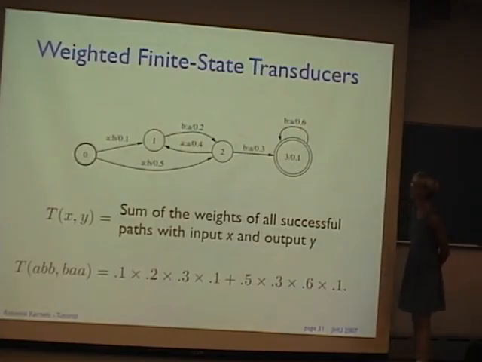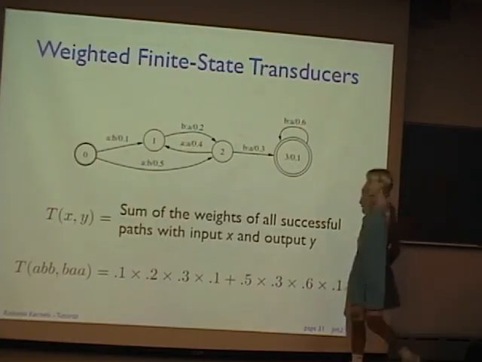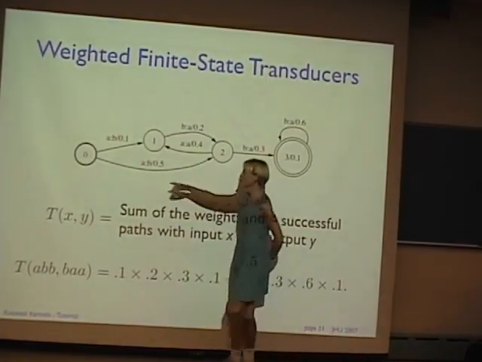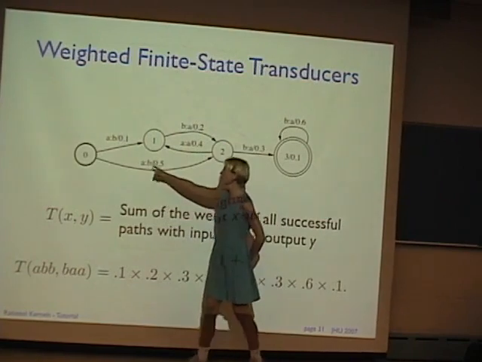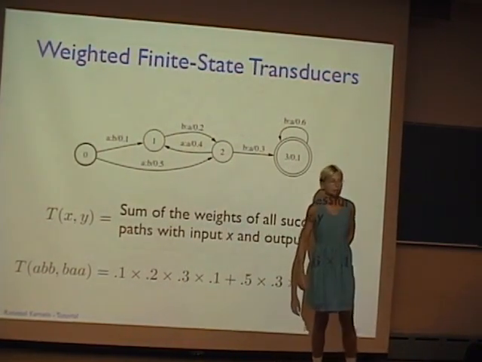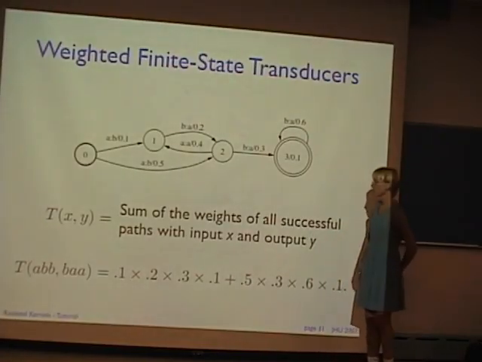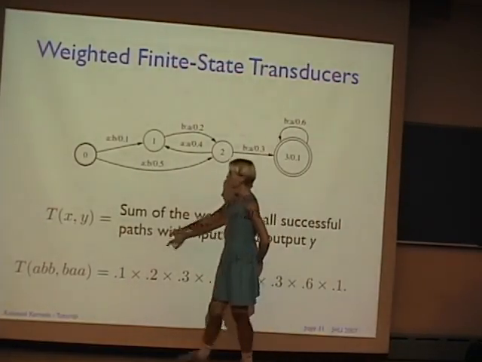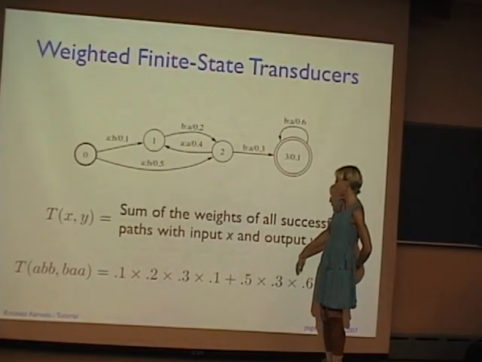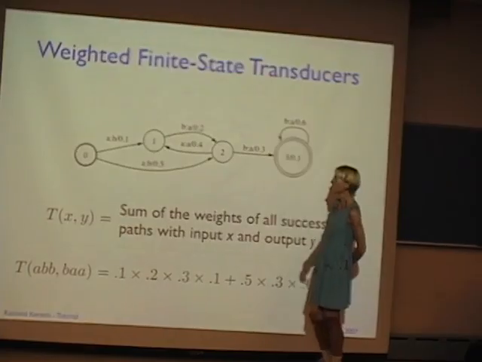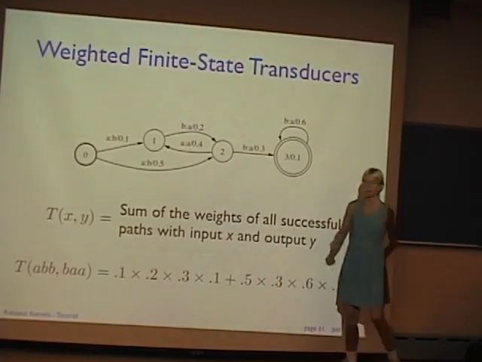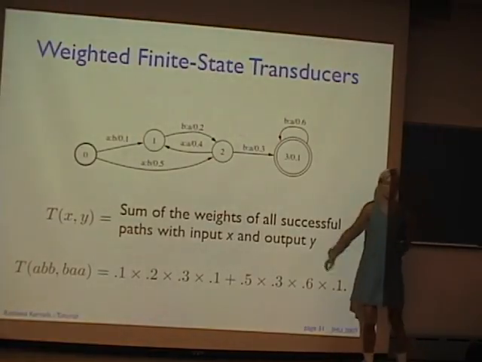So here we have a weighted finite state transducer. It has an initial state, it has a final state, and it has a number of transitions. Each transition has an input symbol and an output symbol and a weight associated to it. In order for us to find the weight that this transducer associates to an input-output string pair, we sum the weights of all the successful paths that allow this input x and output y, and the weight of a path is obtained by multiplying together the weights along the path. And there's a final weight.